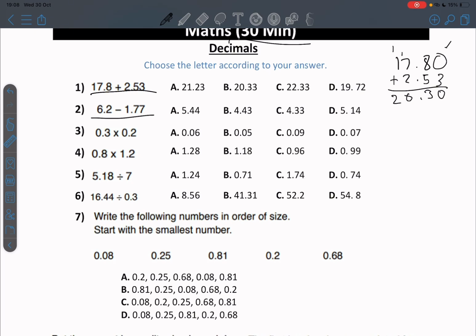20.3, sorry, I made a mistake there. 3 plus 0 is 3. I'm not sure why I made that. But there we go, 20.33, which is option B. Okay. Exactly the same thing for question 2.